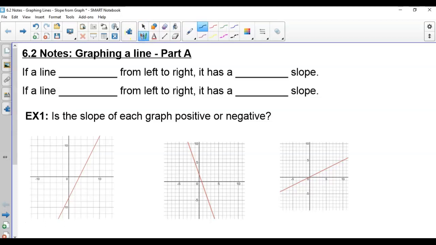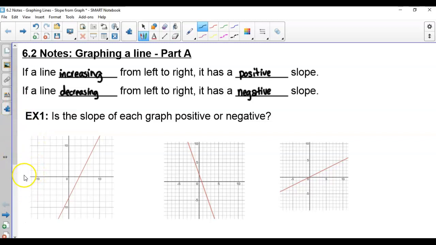So first thing I want you to pay attention to is if a line is increasing from left to right, it has a positive slope. So its slope would be a positive number. However, if a line is decreasing from left to right, it has a negative slope. And so, important to know your left and your right here.